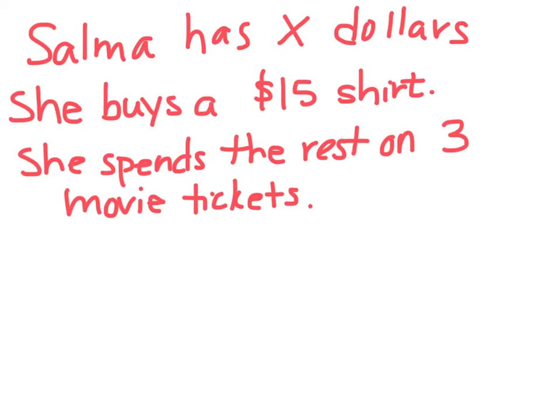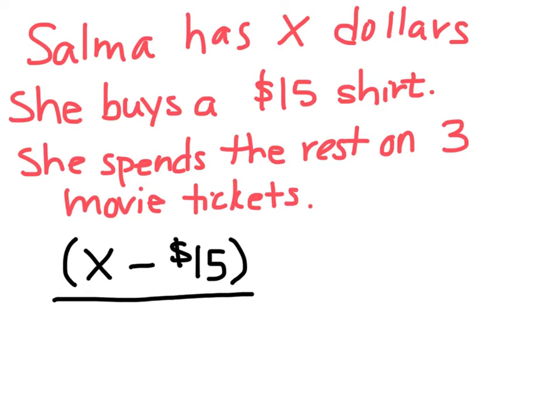Okay, so let's begin with what we know, which is that Salma has X dollars. She spends $15, so we're going to subtract that away from the X. She then buys 3 movie tickets. So she's going to spend whatever is left after she takes 15 away from X, divided by 3 on each movie ticket. So we'll set that up by putting a parentheses around X minus 15, because that's the money she has left, right? And then we're going to divide it by 3. So the answer is X minus 15, divided by 3, equals the price of a movie ticket.